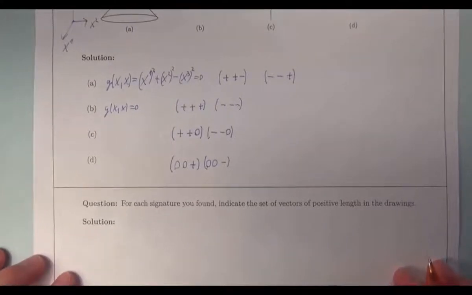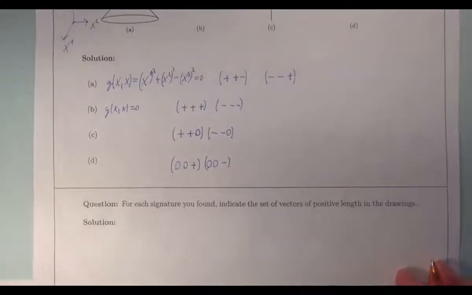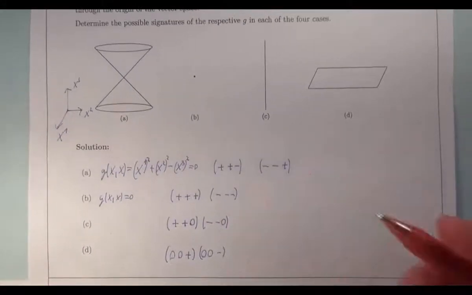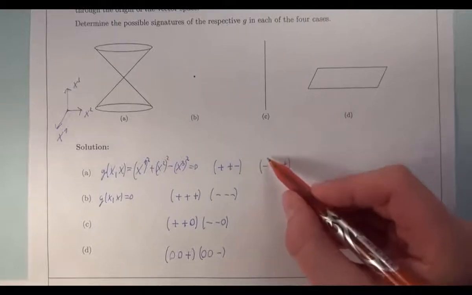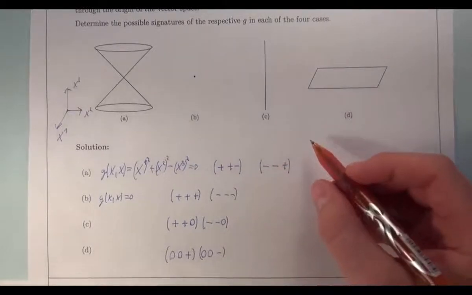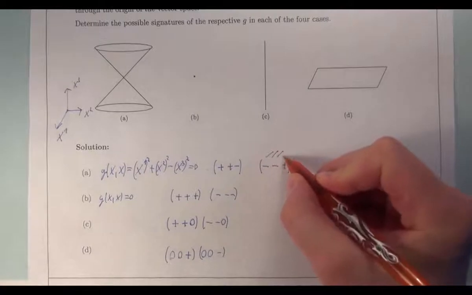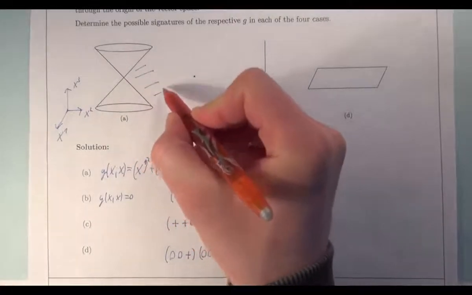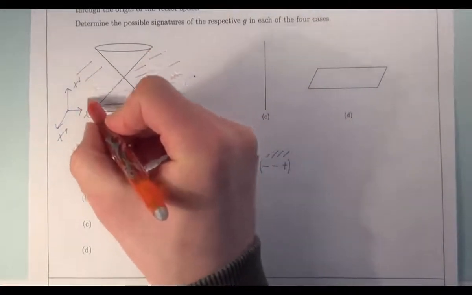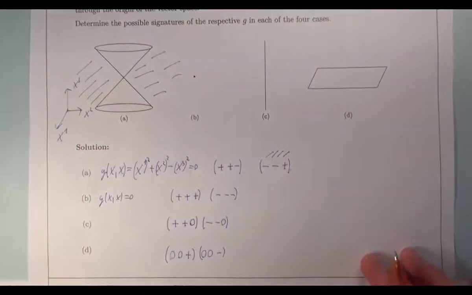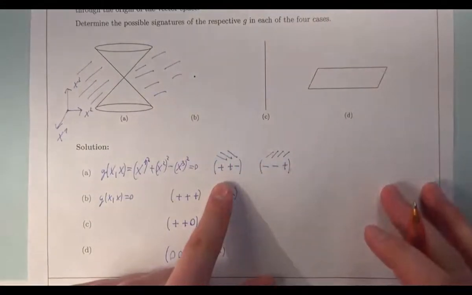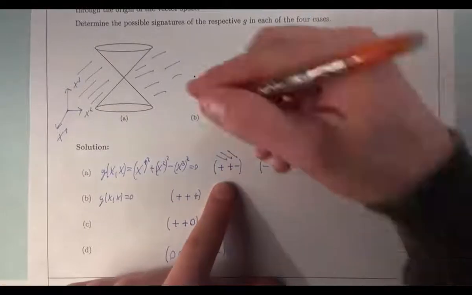In the next question, we are asked, for each signature you found, indicate the set of vectors of positive length in the drawings. Therefore, we have to look at each signature. First, we look at the minus, minus, plus signature of the cone. I indicated by that, and all positive lengths are on the outside of the cone, as you can easily calculate. For this signature type, we see that all positive vectors lie in the cone.